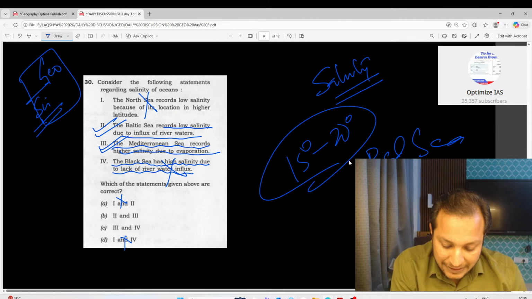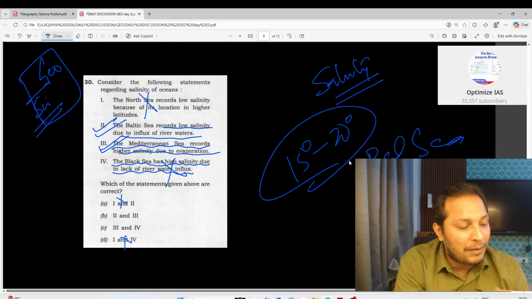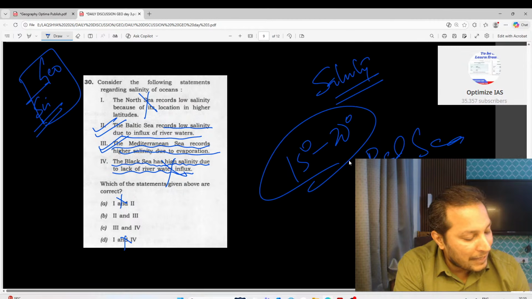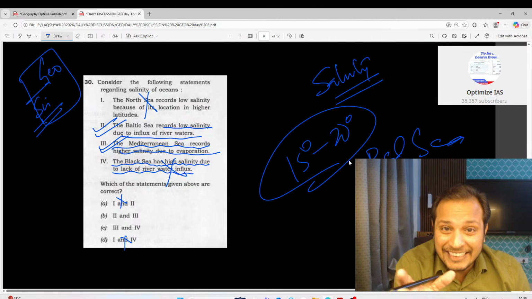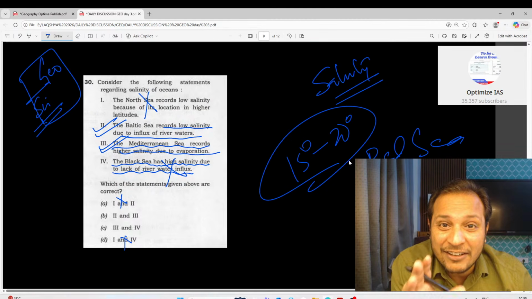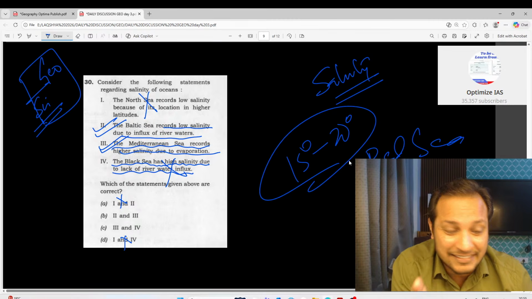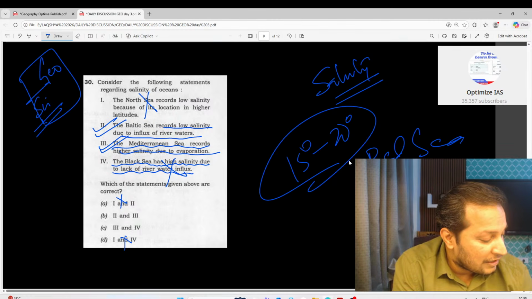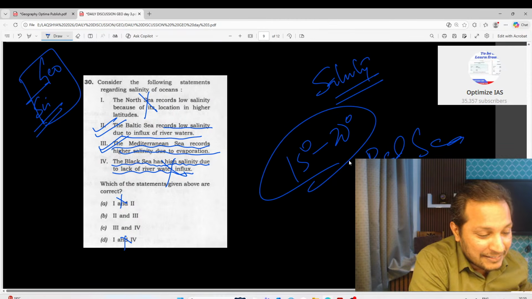So please do have a look at it. All the seas: North Sea, Baltic Sea, Black Sea. Okay, one interesting question. Does the Bay of Bengal have high salinity, or the Arabian Sea? Let me see how many of you can answer.